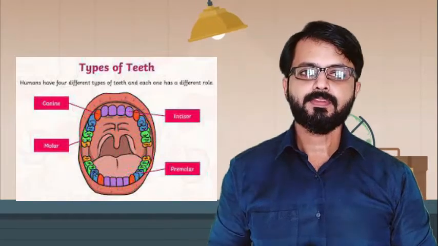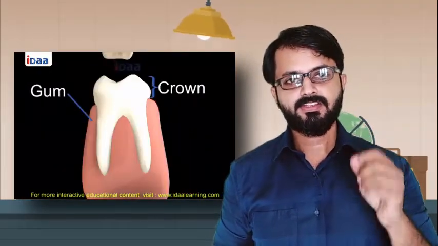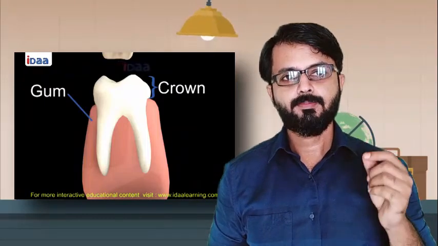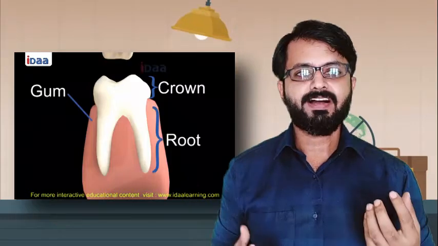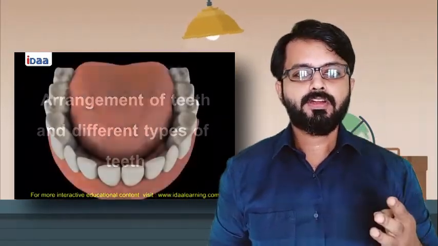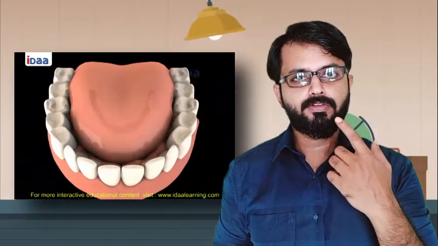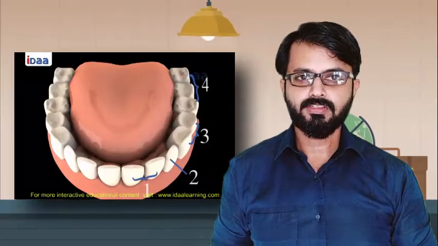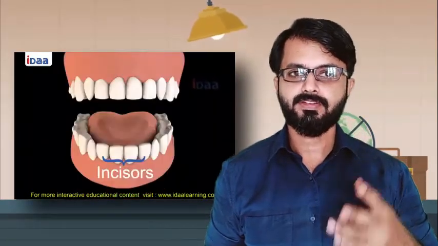You can see incisors, canines, premolars, molars. These are the 4 types of teeth. Incisors we use to bite the food and cut it into pieces. So a total of 8 incisors are there, 4 incisors above and 4 incisors below in our mouth. We use incisors to cut the food.